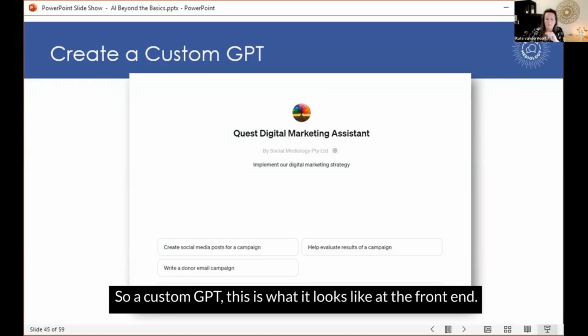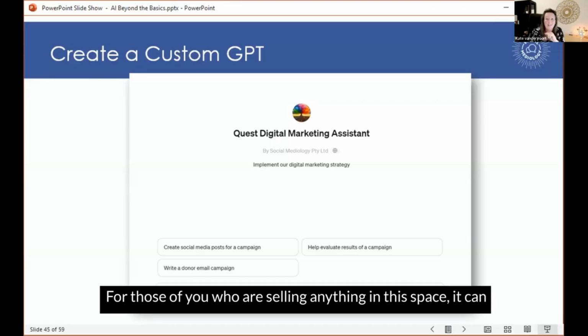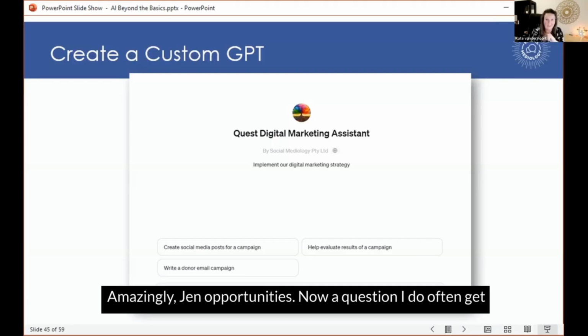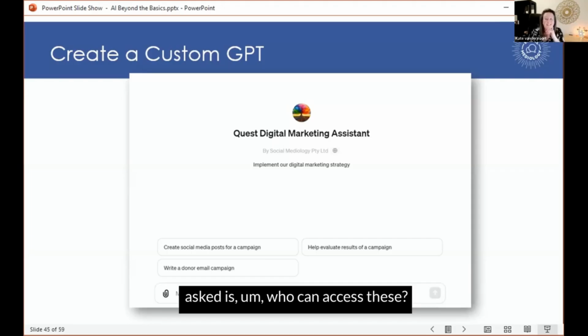So a custom GPT, this is what it looks like at the front end. You can customize the name, you can customize the image. For those of you who are selling anything in this space, it can link to your website. Amazing lead gen opportunities. Now, a question I do often get asked is who can access these?